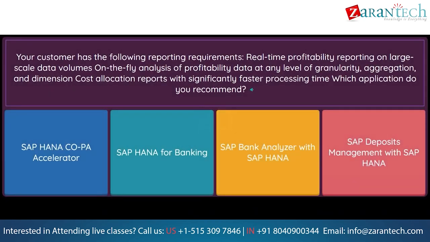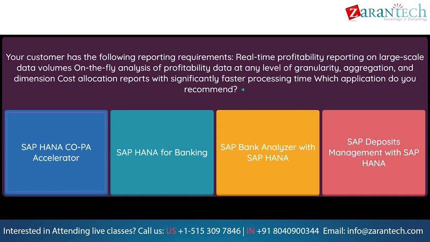Question: your customer has the following reporting requirements: real-time profitability reporting on large-scale data volumes on the fly, analysis of profitability data at any level of granularity, aggregation, and dimension, cost allocation reports with significantly faster processing time. Which application do you recommend? Option 1: SAP HANA COPA Accelerator.